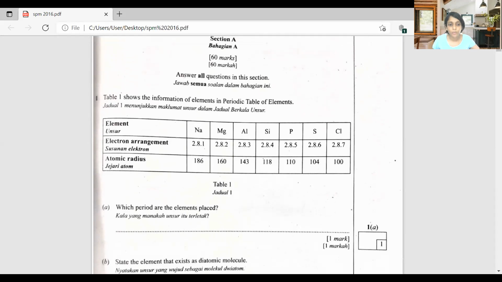Get ready, black and red pen. Huh? Which period are these elements placed in? So you can actually look at my screen and then you can answer.